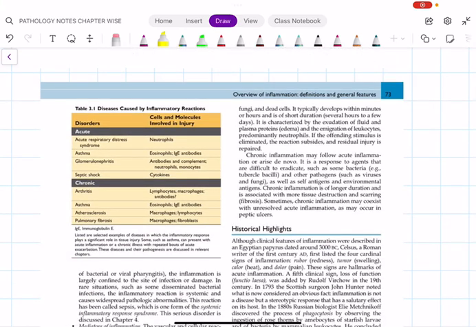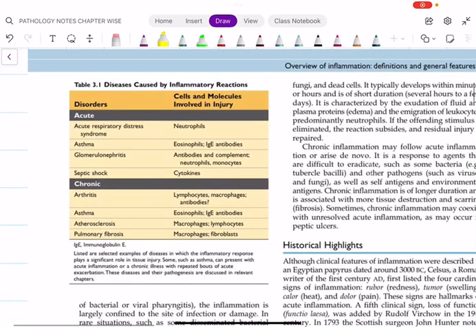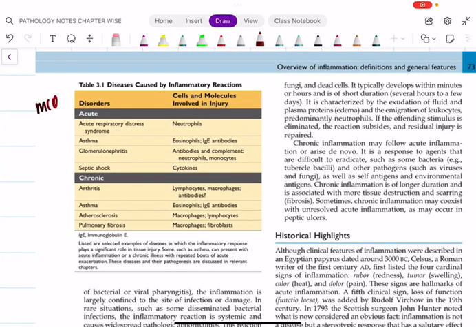And before that, let us see a very, very important table. I am going to tell some acute and chronic disorders, and I am going to tell you what cells or molecules are involved in this injury. This is very important. Why? Because you will get one MCQ question in any central institute exams or your PG entrance exam.